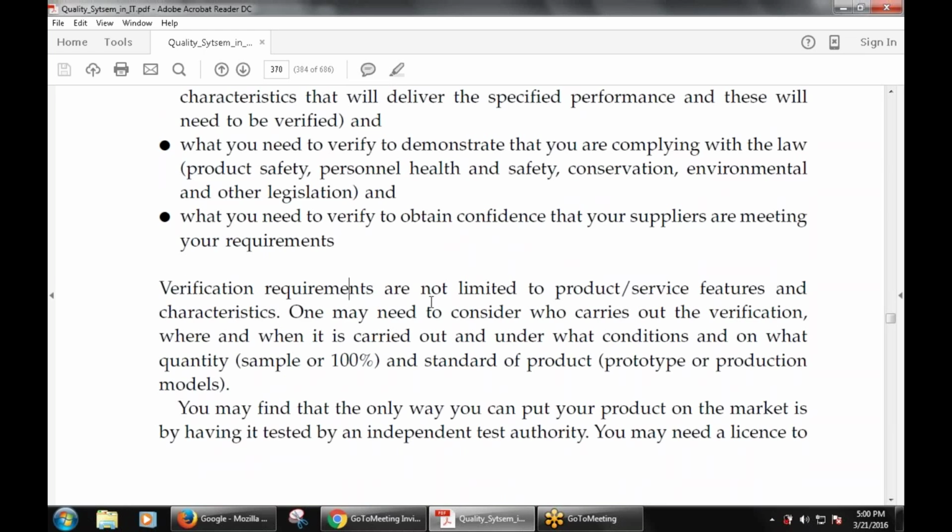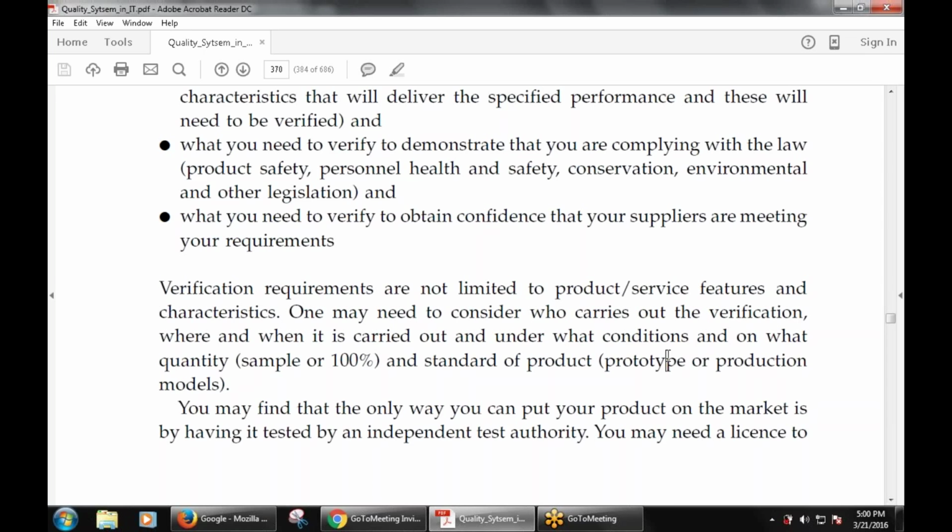Verification requirements are not limited to the product or service features and characteristics, and one may need to consider who carries out the verification. That is, what are the various verification details, where and when it is carried out, under what conditions, on what quantity, and what standards will be applied. That may be using the prototype or the production model.